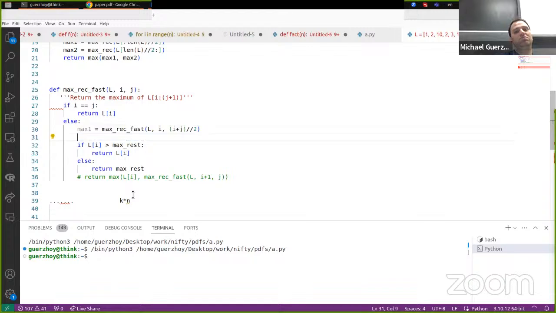So the max of the first half is going to be like this, and the max of the second half, max 2, is going to be like this, right? So I'm saying I want the max between i and j, and max 1 is the max between i and halfway through i to j, and then the second half is halfway through to j.